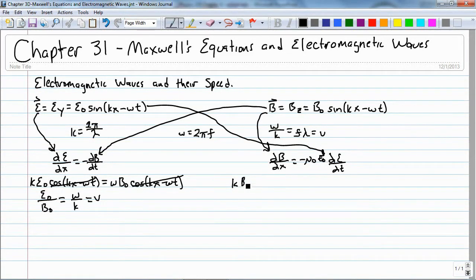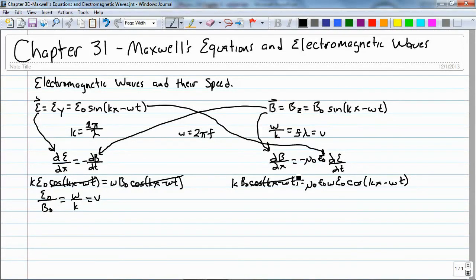k B naught cosine kx minus omega t is equal to, well, omega is negative, so it's going to get rid of the negative sign in front here, and that leaves me with mu naught epsilon naught omega E naught cosine kx minus omega t.